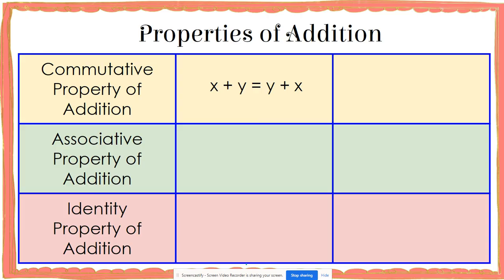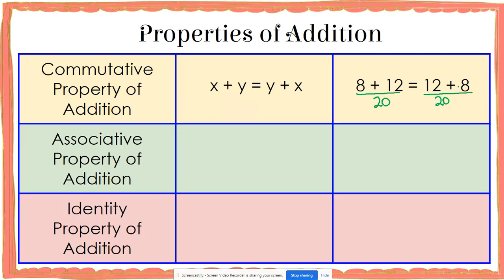So this is something like x plus y is equal to y plus x. We can show this numerically by saying something like 8 plus 12 is equal to 12 plus 8. We know that this is true because if we add 8 plus 12, we get 20. And if we add 12 plus 8, we also get 20. Even though we changed the order from 8 plus 12 to 12 plus 8, we still have the same answer. So even though these look different, these are equivalent expressions.